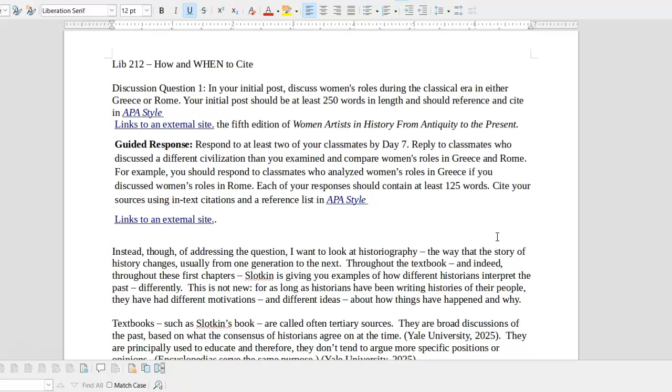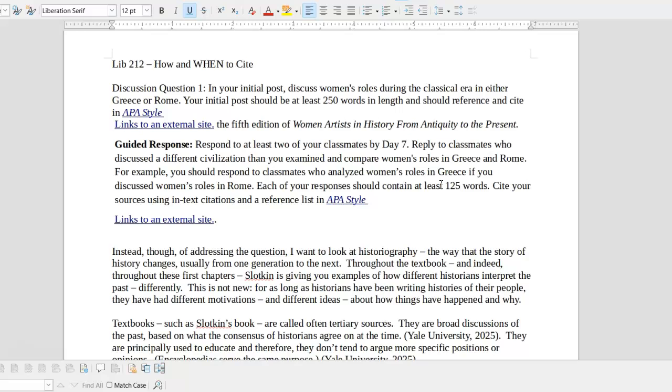But in order to get us there, let's talk about what exactly citation means and what these words that I'm going to use, like internal citation and works cited, actually mean. So I've done another document for you other than how and when to cite. This is in response to a certain extent to the first discussion post itself about Greek and Roman women.